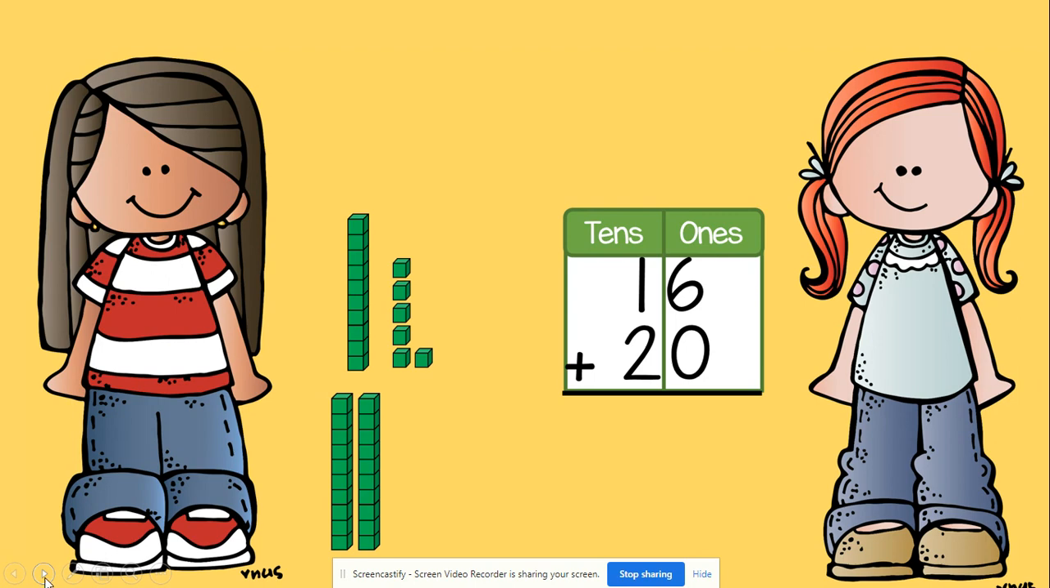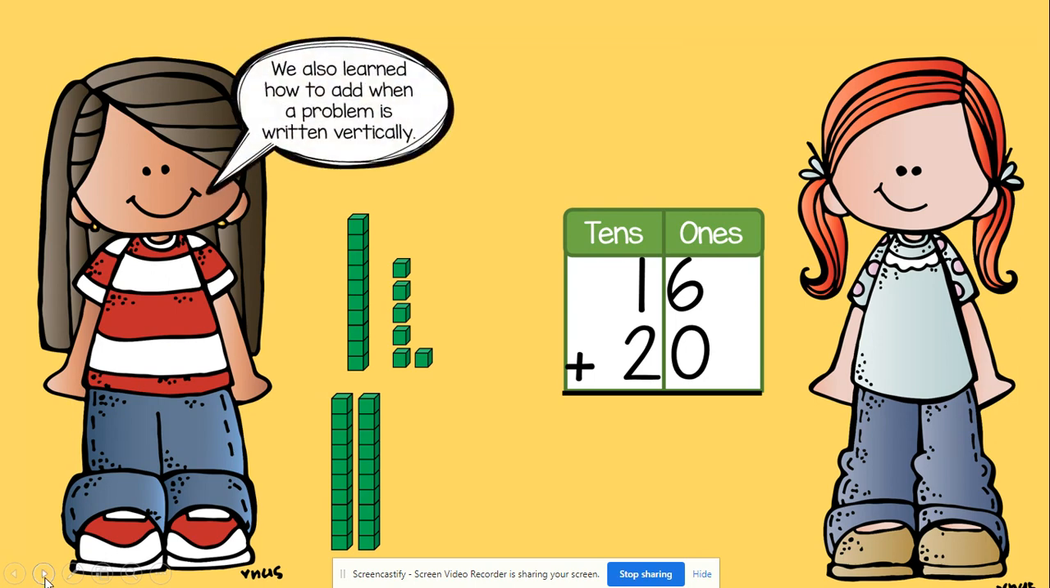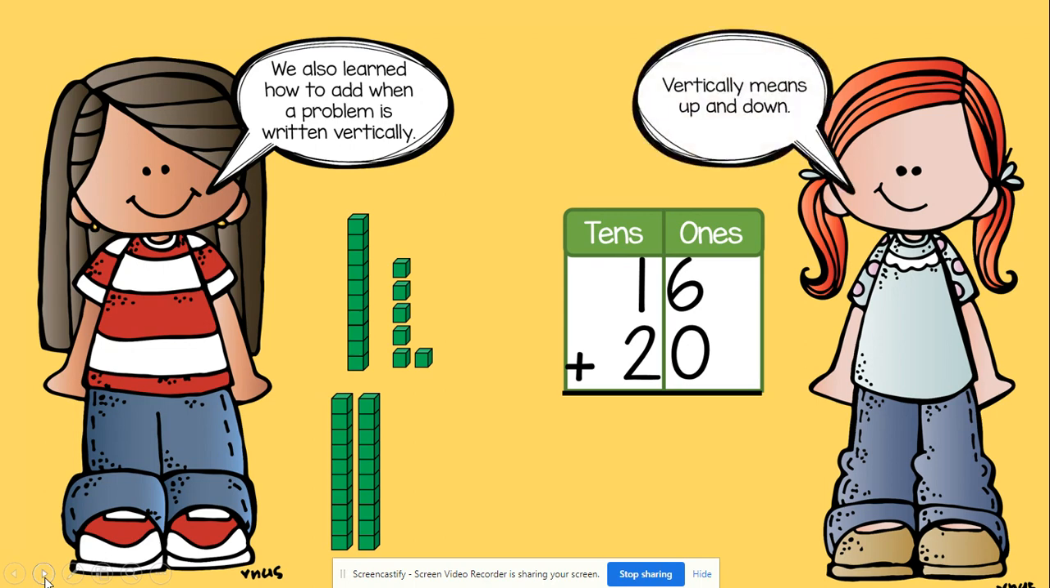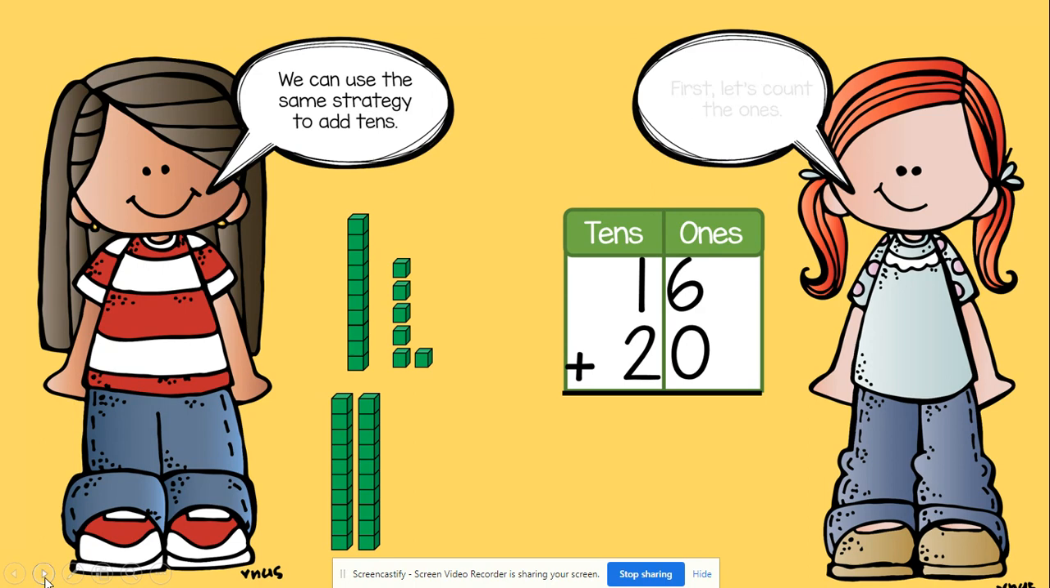Okay, now let's try this. Now they're showing it to you how to add when the problem is written vertically. So we want to put it on top of each other. Vertically means up and down. We used this strategy when we practiced adding ones just a few minutes ago. We can use the same strategy to add tens.